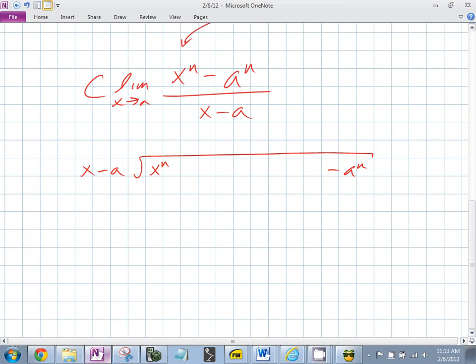So let's try it. We have x to the n over x. So what is that? X to the n minus 1. Do you agree with that? So we multiply and get x to the n minus 1 times x minus a, which is x to the n minus a times x to the n minus 1. If we subtract this, what are you going to be left with? A x to the n minus 1.